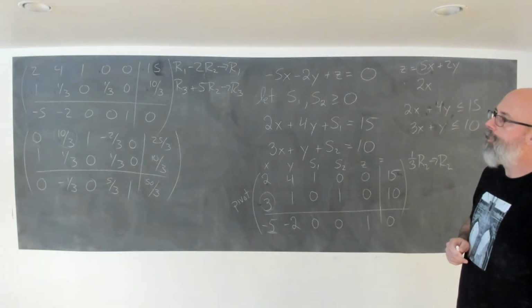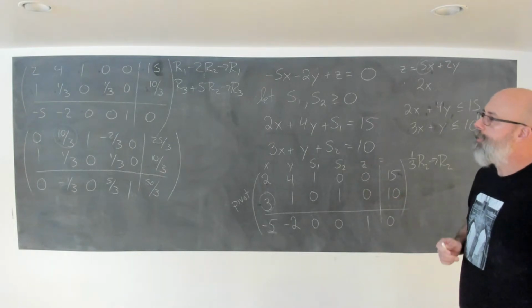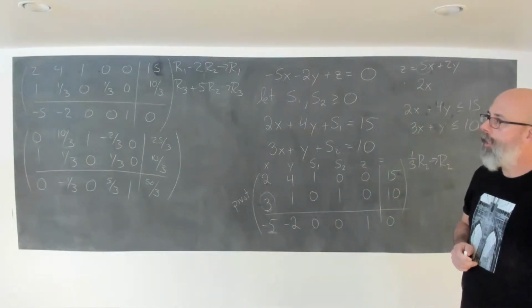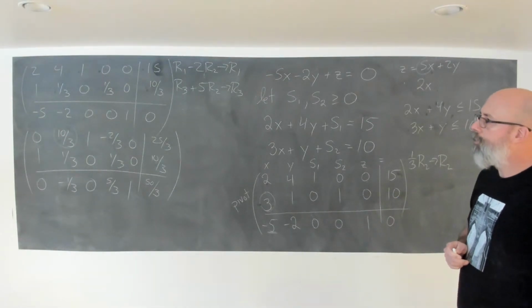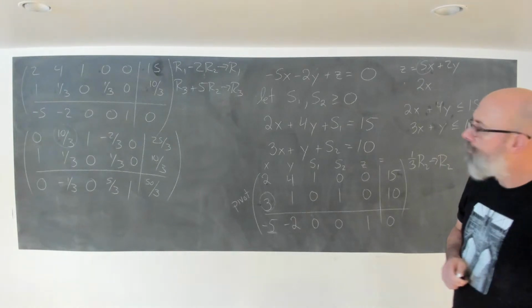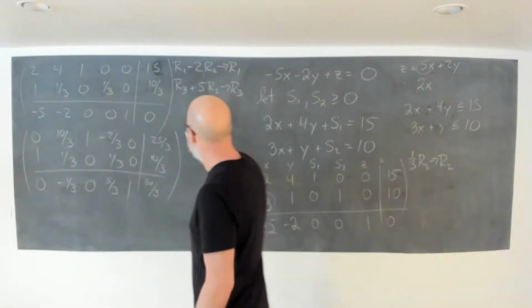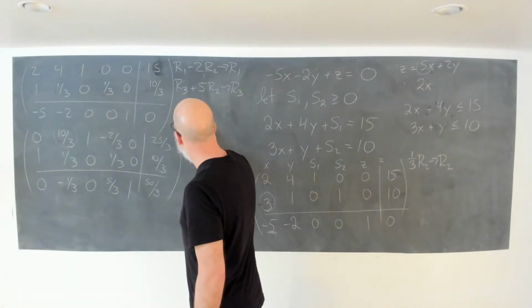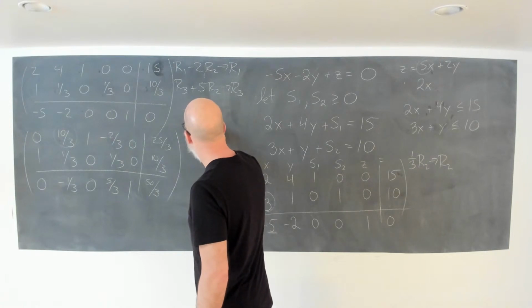This is our new pivot. Let's change it into a, what do we want to do? Well, let's change it into a 1. 3 over 10, row 1 for row 1.